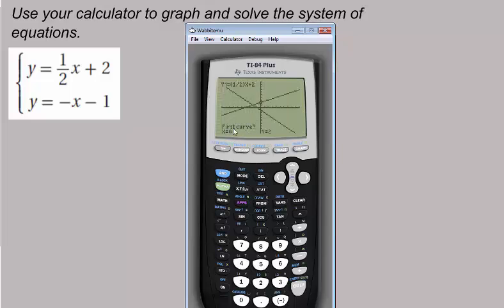It asks me where the first curve is, and so you're going to look for that cursor, and anywhere on one line you're going to hit enter. Then it's going to ask you about that second curve, so notice that my cursor jumped to another line, so I'm going to go ahead and hit enter. Then it asks me to make a guess, so I'm just going to use these left and right arrows to get as close to that intersection point as possible, and then I'm going to hit enter. So notice it tells me my intersection is when x is -2 and my y is 1. So I would write that as an ordered pair of -2, 1.